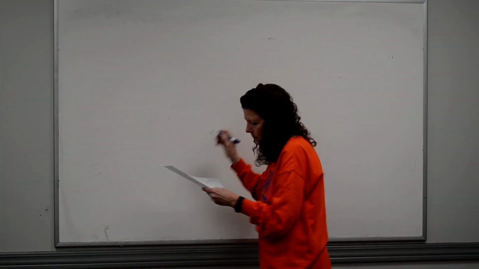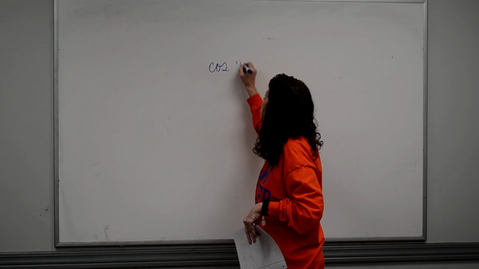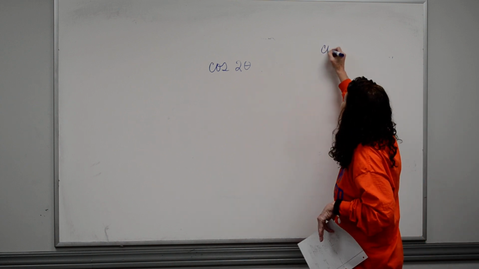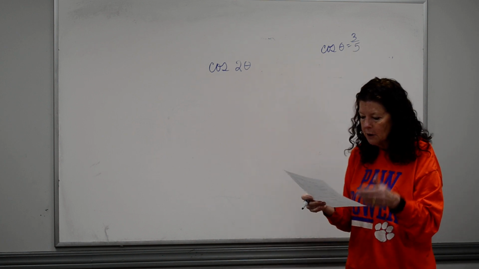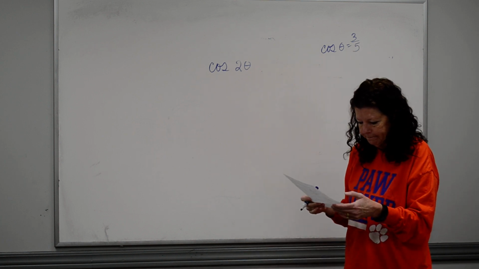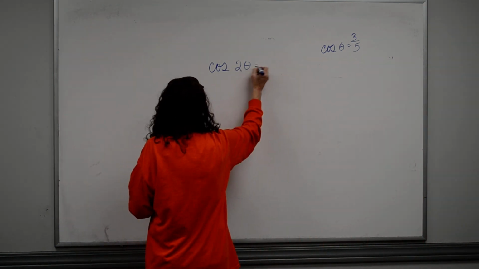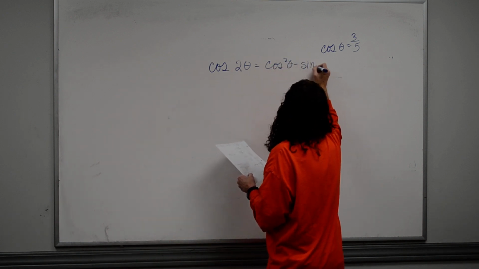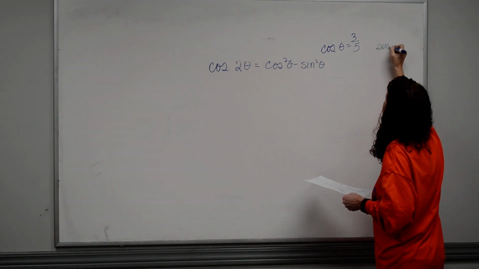It's asking you for the cosine of 2 theta, but it has given you up in the instructions that the cosine of theta is 3 over 5. So then you go down your identities. Your identity for this one, you can use cosine squared theta minus sine squared theta. So obviously I have to figure out what the sine of theta is here.